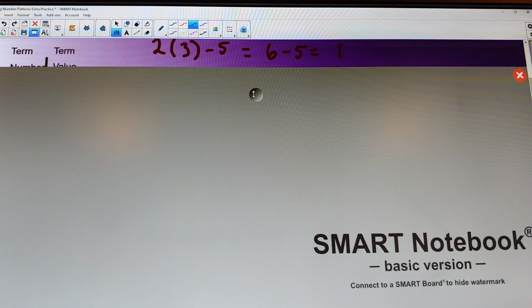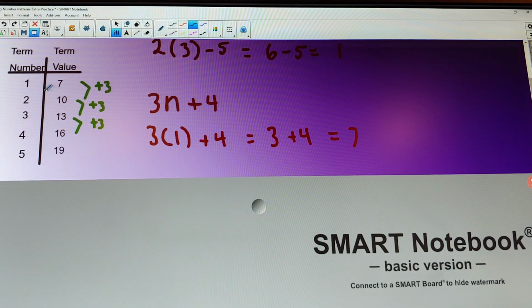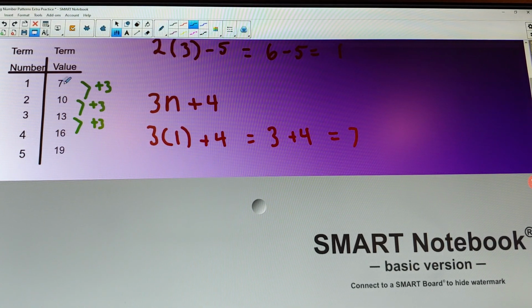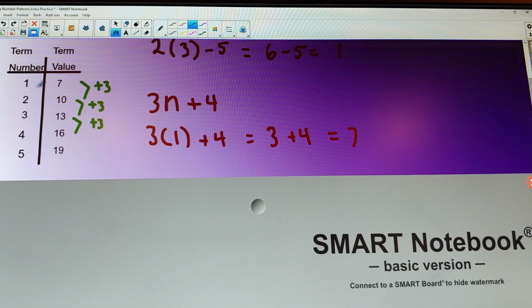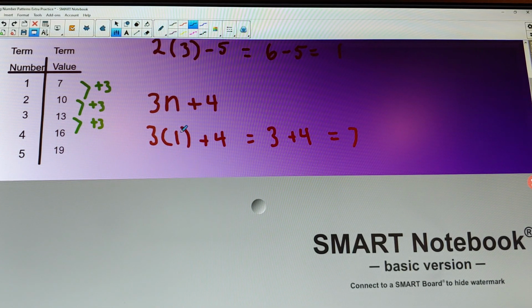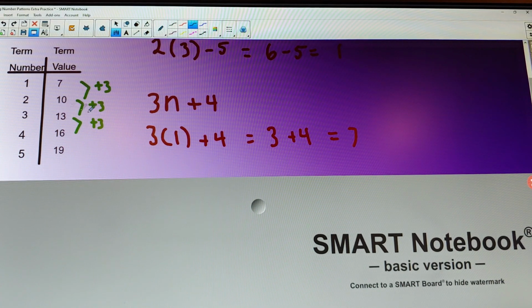We'll take a look at the next one here. Okay, so same idea, looking from term number to term number, the value has gone up by 3 very consistently all the way down. So that tells us we're multiplying n by 3. So if we try that, 3 times 1 is 3. We need 7, so it needs to be 4 higher. Then 2 times 3 would be 6, plus another 4 gives us 10. So 3n plus 4.